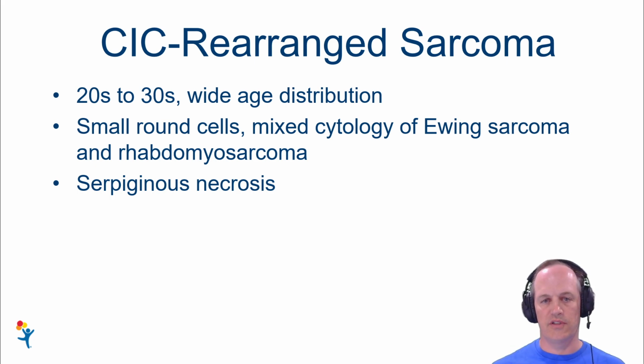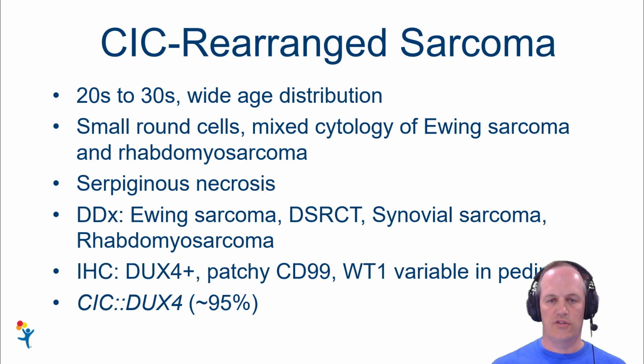This is small round blue cell tumors, and to me, I think of this as a tumor that has mixed cytology that overlaps both Ewing sarcoma and rhabdomyosarcoma, not even alveolar, but any rhabdomyosarcoma, and I'll show you that in a second. So if you see a tumor with features that look like both of those things, you might want to think about this. The other thing that's pretty striking is these tend to have this kind of serpiginous necrosis throughout the nest. And I'll show you that in just a second.